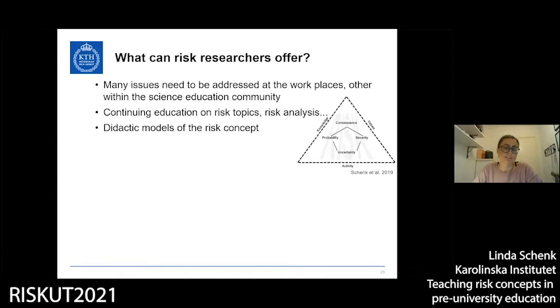Also, as you see in this model, I've actually put probability and uncertainty in there at the same time. So I just want to point out that this is a didactic model and not a model supposed to be a representation of the definition of risk. It just points towards elements that can be important to raise in teaching.